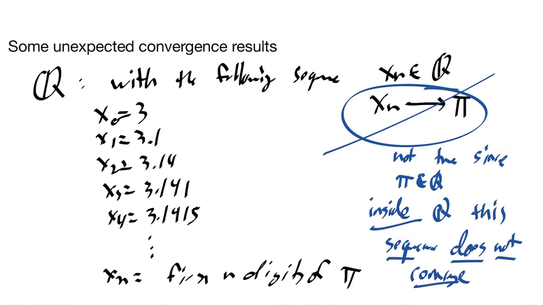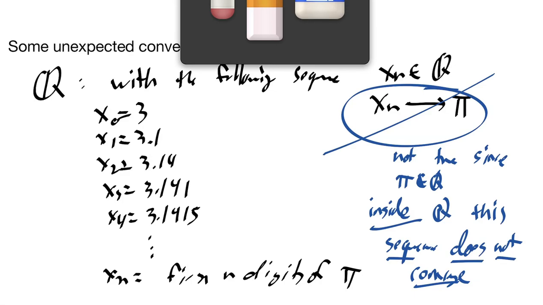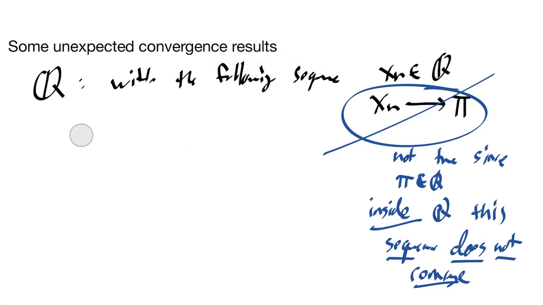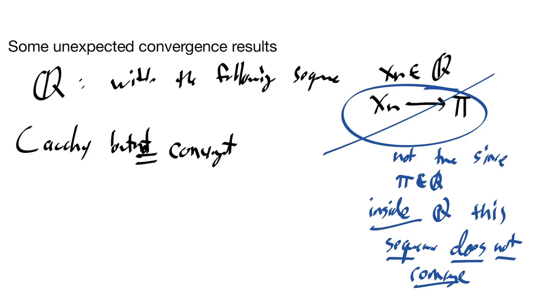So here we have a sequence that looks like it should converge but doesn't converge. But again, what do we mean by 'looks like it should converge'? Well, what I really mean is that this sequence is Cauchy but not convergent. And again, we saw that for the real numbers, this was impossible, that every Cauchy sequence was convergent.